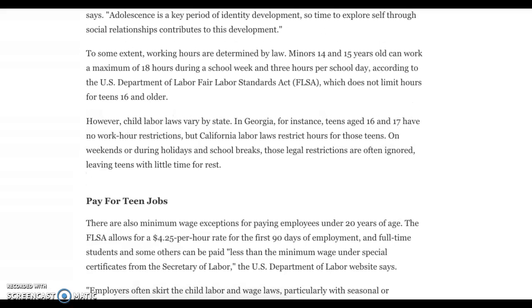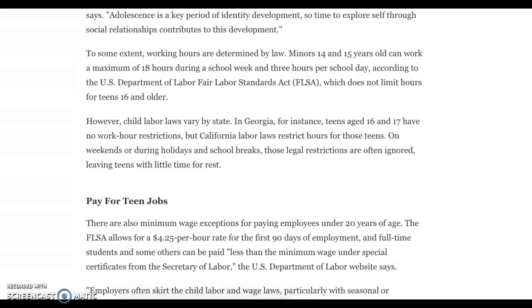To some extent, working hours are determined by law. Minors 14 and 15 years old can work a maximum of 18 hours during a school week and 3 hours per school day, according to the U.S. Department of Labor Fair Labor Standards Act, FLSA, which does not limit hours for teens 16 and older.